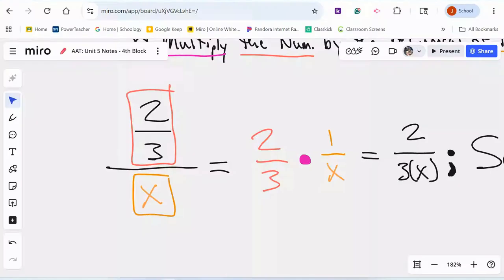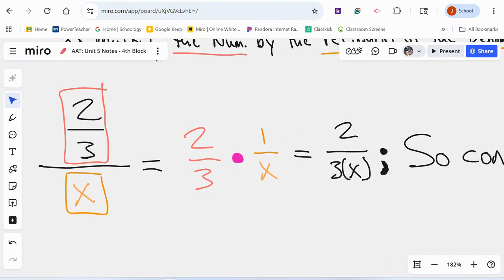I'm going to change the division to multiplication, and then I'm going to take the x, which is x over 1, and I'm going to flip it. And then I'm going to multiply straight across. So I get 2 times 1 is 2, 3 times x is 3x. So notice what started out as 2/3, the whole fraction in the numerator, simplifies to 2 over 3x, and the 3, which was, listen closely, a denominator in the numerator, has now dropped down to the denominator and has become a numerator down there. All right.